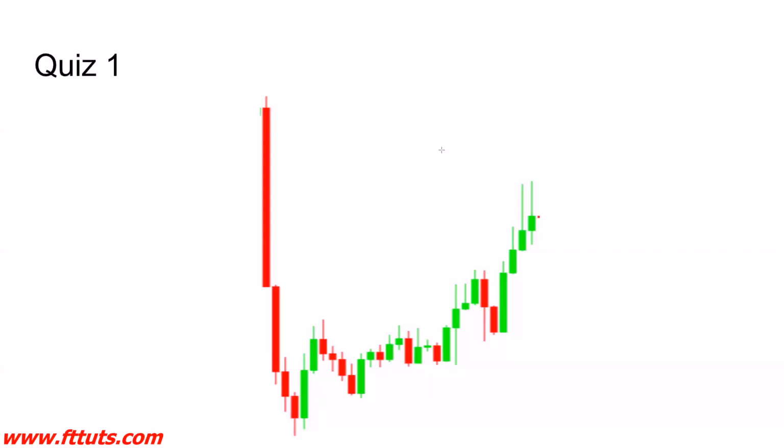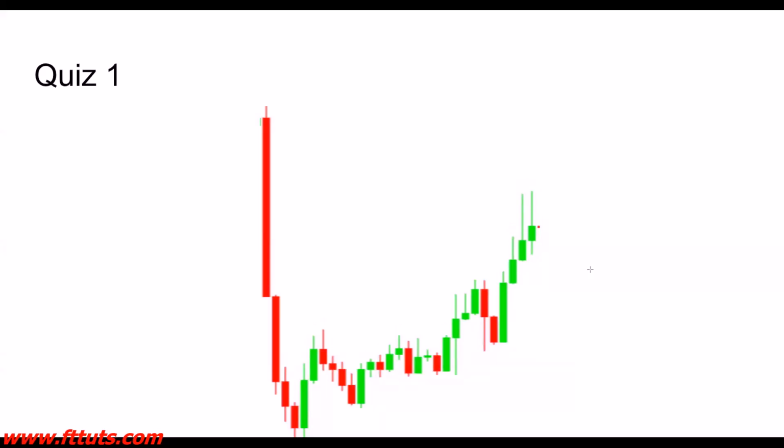Initially, price is going up. Price was coming down. Price is doing what? Moving up. So we're potentially looking for buys. Now, before we had a buy opportunity, price was doing what? Going down.